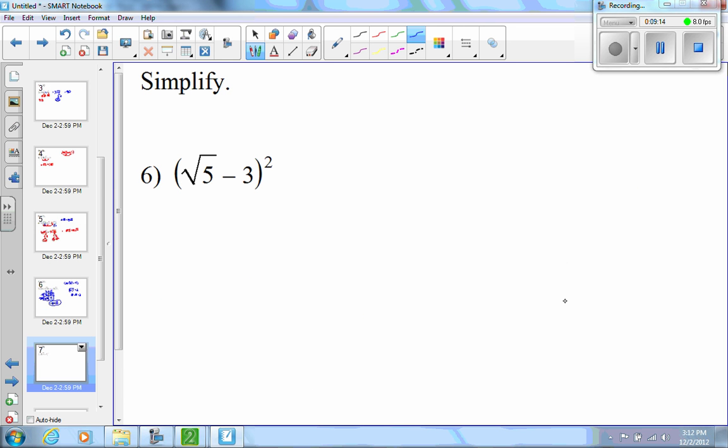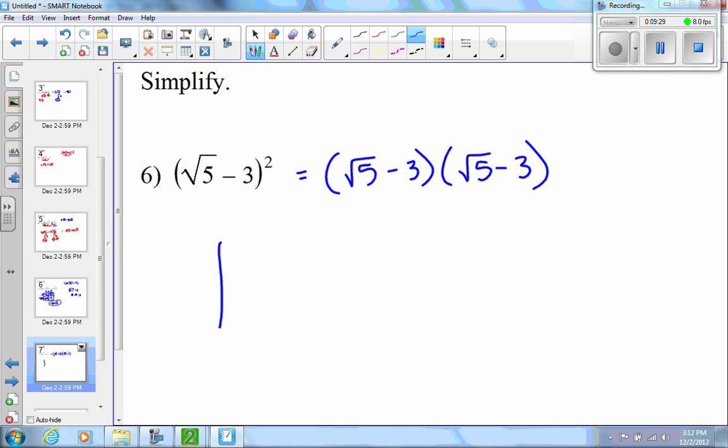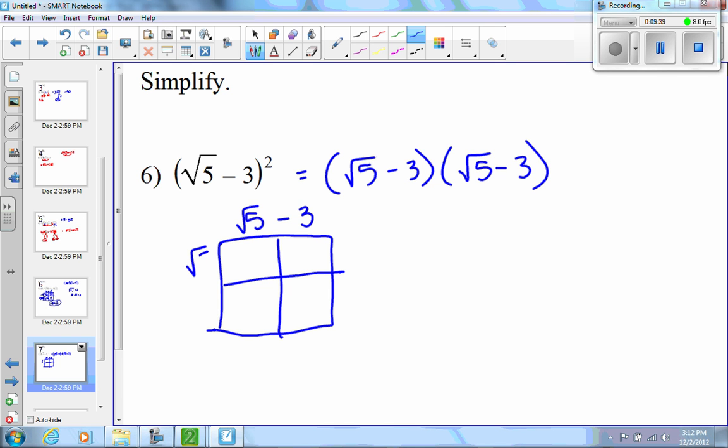So here we have negative square root of 5 minus 3, quantity squared. Well, think about what that means. Root 5 minus 3 times root 5 minus 3. So we're going to put it in a box. By the way, you could also FOIL. But most of you, I think, like to organize it in a box. So we have root 5 minus 3 times root 5 minus 3.